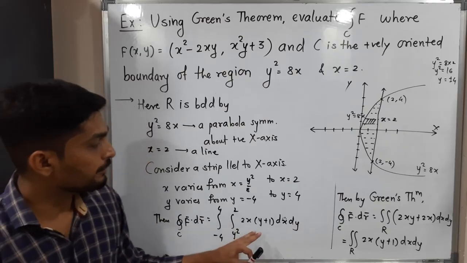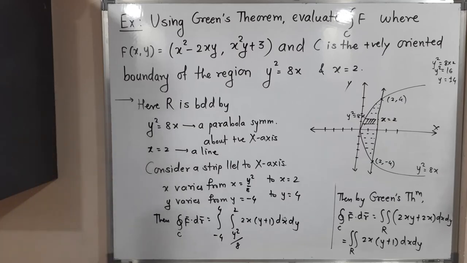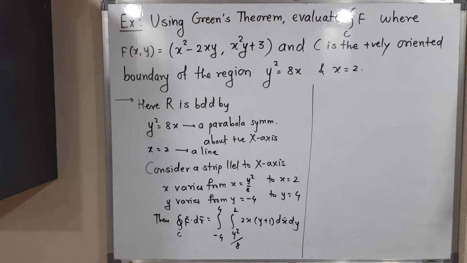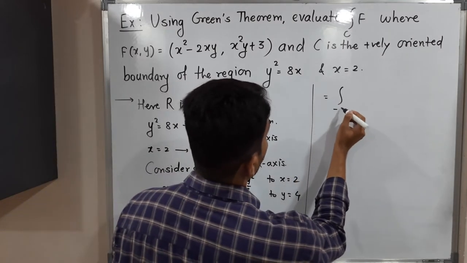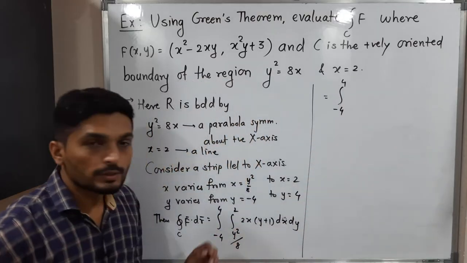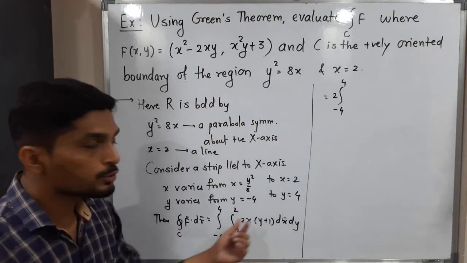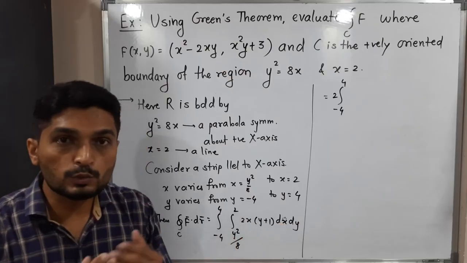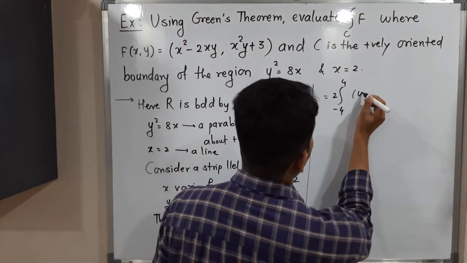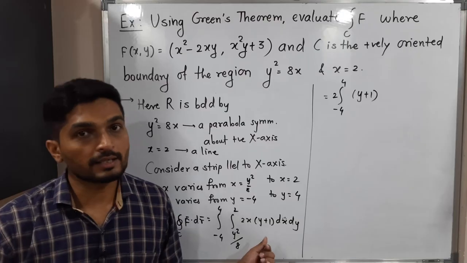Okay, so now we have to find the value of this double integration. We have to solve this double integration. But there is no more space to write. Make a screenshot of it first, then I will go further. So let us find the value of the inner integral first. So this is equal to integration from minus 4 to 4. See, that 2 is a constant, so we can take it outside directly. 2. Y plus 1 is also constant since we are integrating with respect to x. So that y plus 1 also will come outside. So now only x is left inside the inner integration.